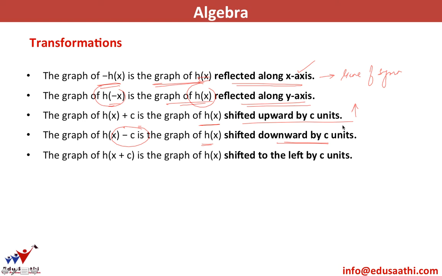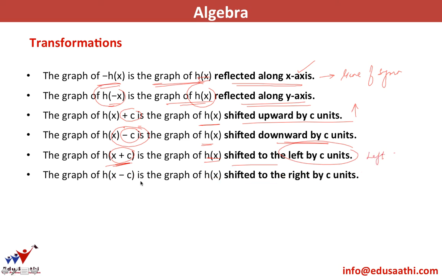So the graph of h(x plus c). Now this changes inside the function, while the previous one changes outside the function. It is the graph of h(x) shifted c units to the left. This is very, very important to remember. The graph of h(x minus c): if the change is inside, it's actually a horizontal change. It is the graph of h(x) shifted c places to the right.